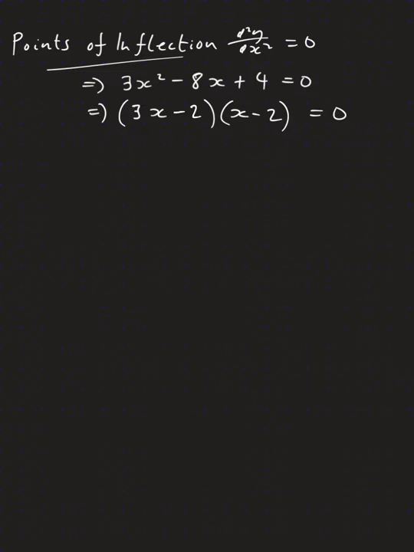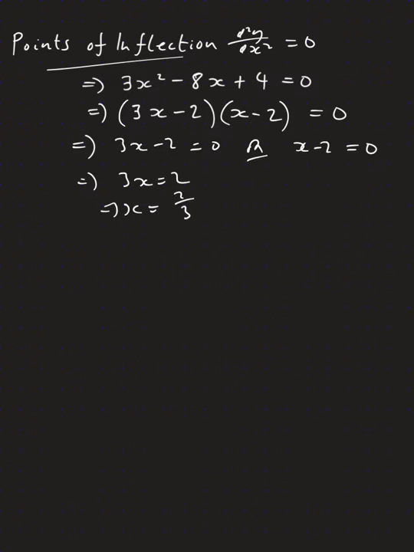So 3x times x gives me my 3x squared. 3x times minus 2 gives me minus 6x, and the minus 2 times x gives me minus 8x. So if I multiply that all out, I actually do get my expression back. So that is a factorization of that expression above. So now I know that 3x minus 2 is equal to 0, or x minus 2 is equal to 0. So that means my two solutions are 3x equal to 2, or x is equal to 2/3, or x is equal to 2.